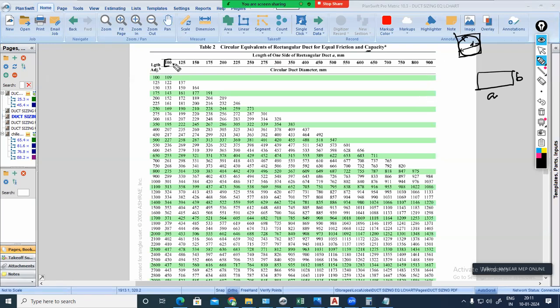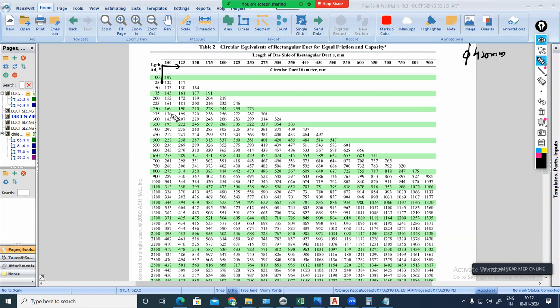Top side you can see 100, 125, 150, 175. This is the length of one side of the rectangular duct, whether that is width or height, whatever it may be, one side. In the first column you can see 100, 125, 150, 175. This is the other side only. And all these values here are circular duct diameters, which we have taken from the chart or from the graph. How much did we get? Our diameter is 420 millimeter.